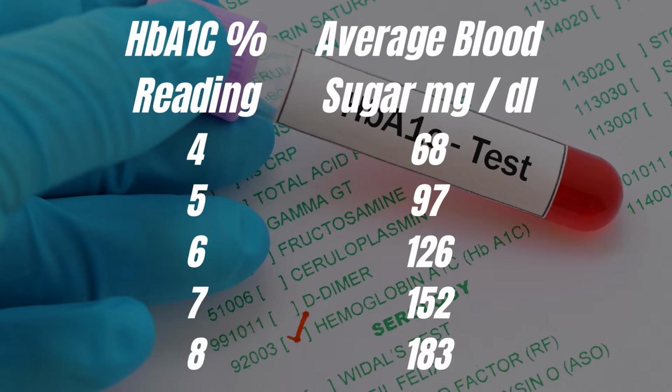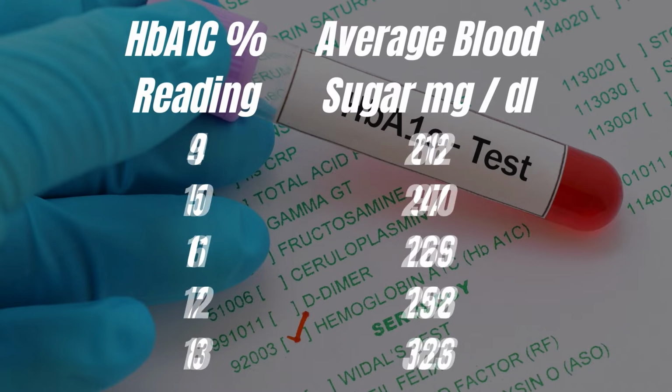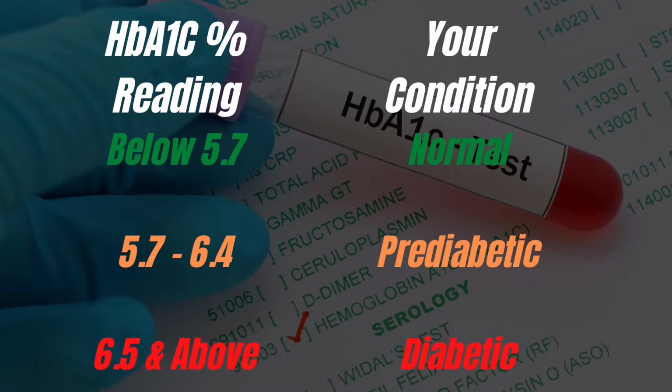When the A1C reading is 4, average blood sugar level is 68. A1C is 5, average blood sugar level is 97. A1C 6 corresponds with 126 of blood glucose level. A1C 7 with 152. A1C 8 with 183. When A1C is rising, the average blood glucose value is also rising a lot. A1C 9 corresponds with 212, 10 with 240, 11 with 269, 12 with 298, 13 with 326.